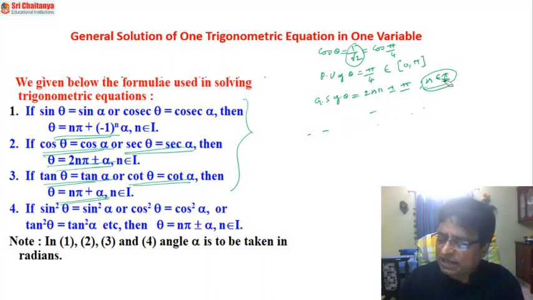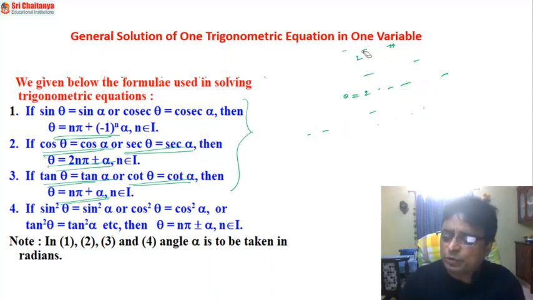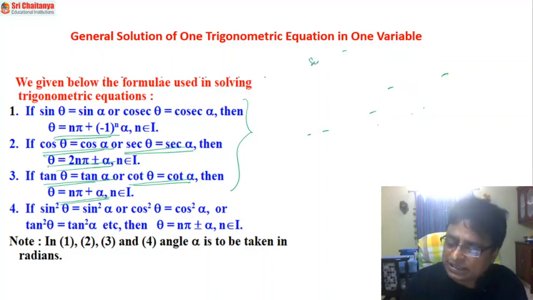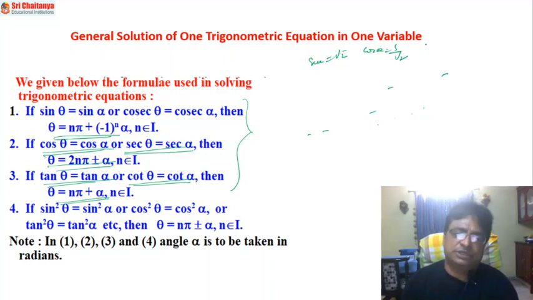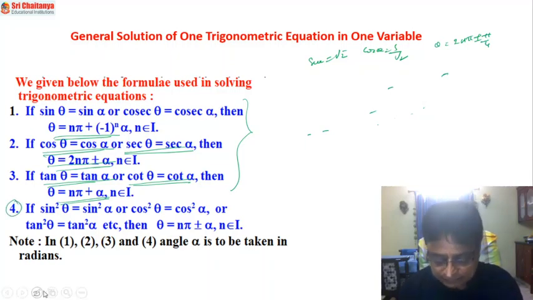Similarly, suppose secant theta is equal to root 2 is given for you, then what? Secant theta is equal to root 2, whereas cos theta is equal to 1 by root 2, both represent the same set of solutions, and it is nothing but theta is equal to 2n pi plus or minus pi by 4 only, where n belongs to capital I.